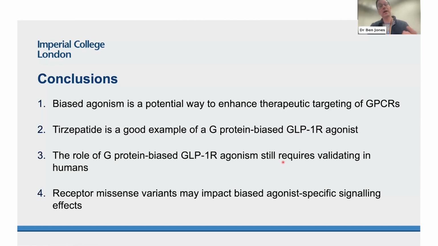And then finally, there's a lot of variation in these kinds of GPCRs. The pharmacogenomic impacts of that are not currently known. And I think that will hopefully come out at some point in the future through large-scale pharmacogenomic data from the trials which are ongoing.